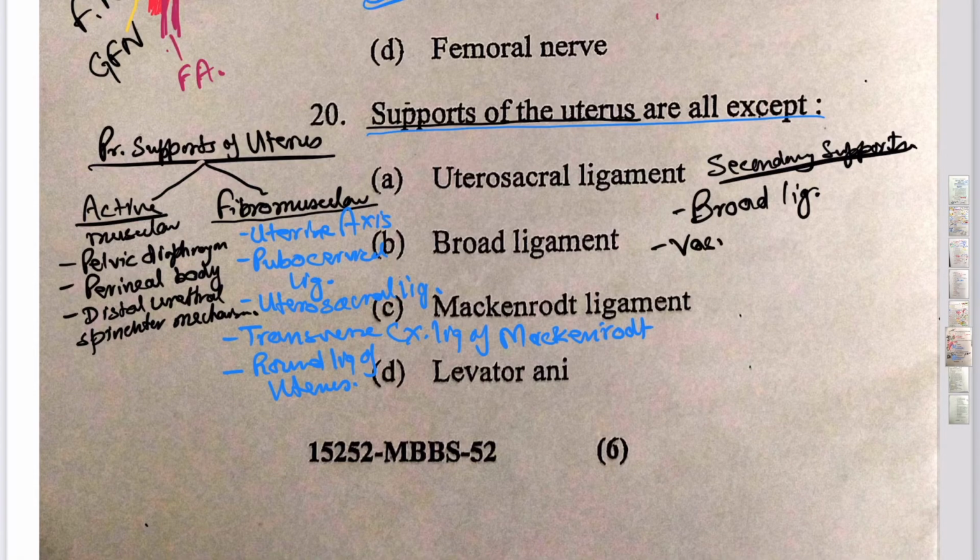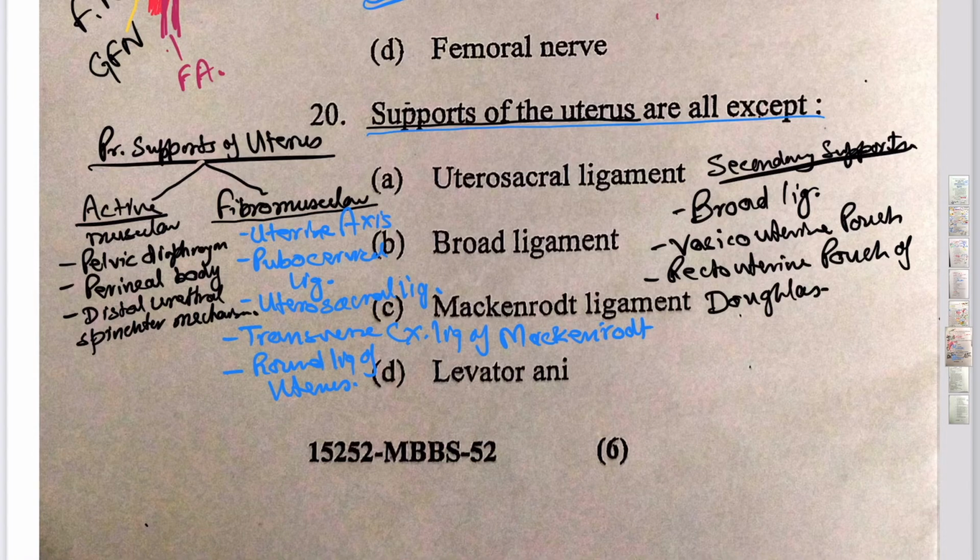Then you have the vesico-uterine pouch. This vesico-uterine pouch is a fold of peritoneum between the bladder and the uterus, meaning anterior to the uterus. Similarly, behind the uterus, there is the recto-uterine, or some people call it the recto-vaginal pouch of Douglas. So these are simply peritoneal folds which have a negligible or very doubtful support to the uterus.